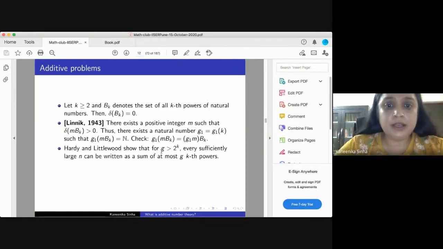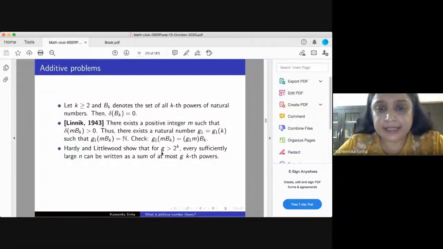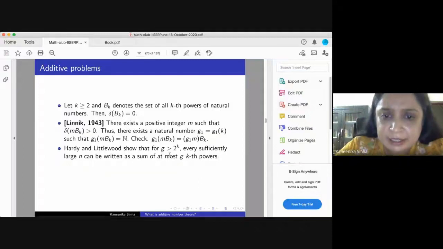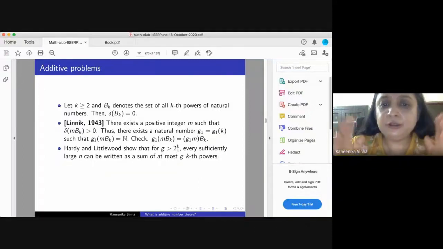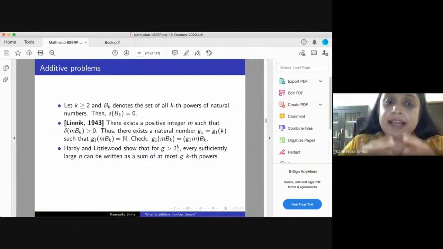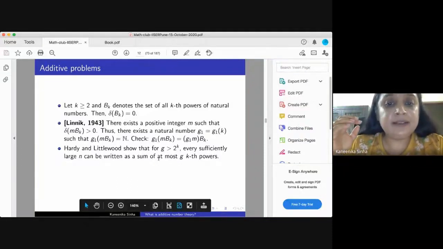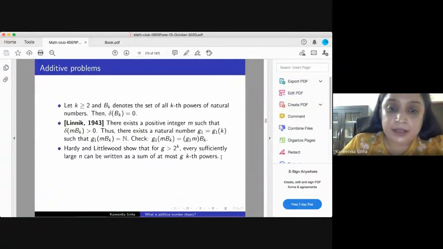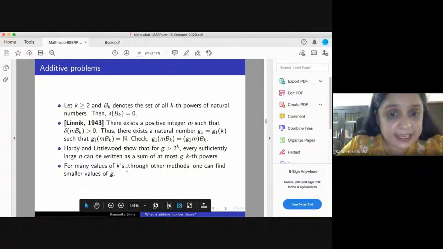Okay. Thank you. So now what do Hardy and Littlewood show? What they do is, in a sense, they make Linnik's theorem a little more effective. They actually tell you that given k, if you're looking at the set of kth powers, then for any number g which is strictly greater than 2 to the k, any sufficiently large n can be written as a sum of at most g numbers of kth powers. For many values of k, though, through other methods, you can find smaller values of g.